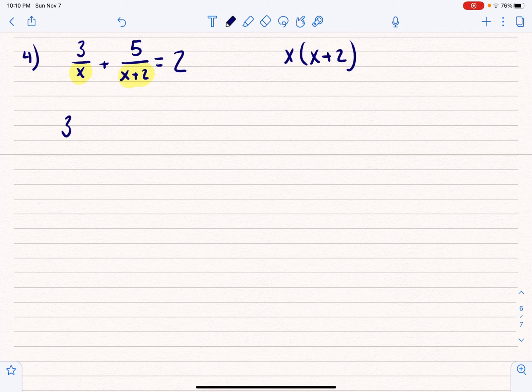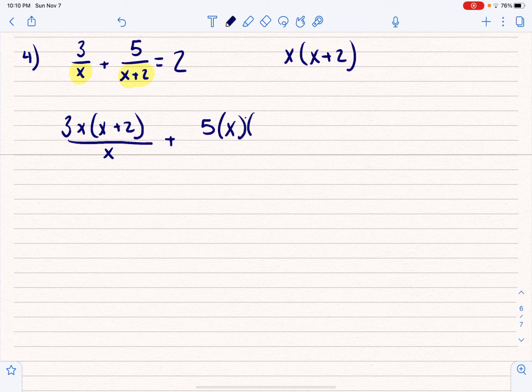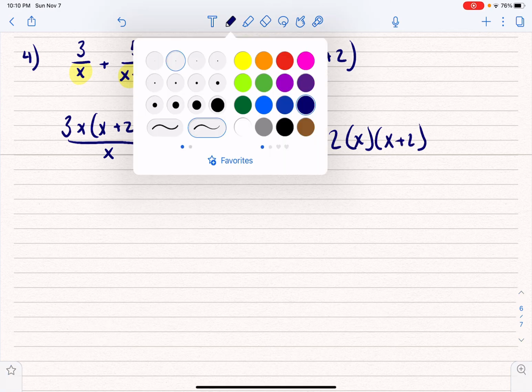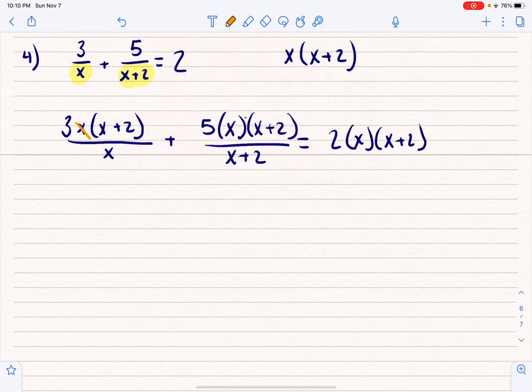So we get 3 times x plus 2 all over x, plus 5 times x plus 2 all over x plus 2, equals 2 times x plus 2. And we can just kind of walk right through. Here the x's cancel out. Here the x plus 2's cancel out. And on the last thing, nothing cancels out.